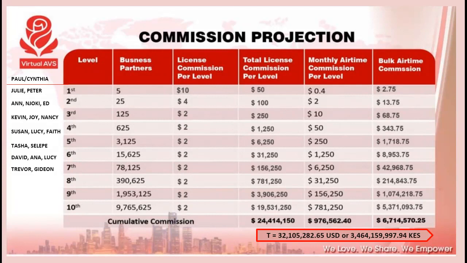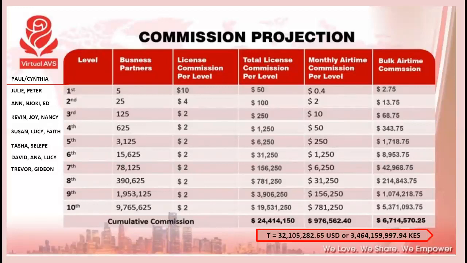So what happens is that it just keeps on increasing, because on every level you have people, and those people are buying airtime. Those people are buying licenses. They're joining the business. So the same thing duplicates itself automatically in the system on the license commission, on the airtime commission, on the bulk airtime commission.